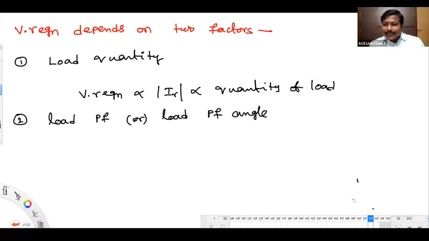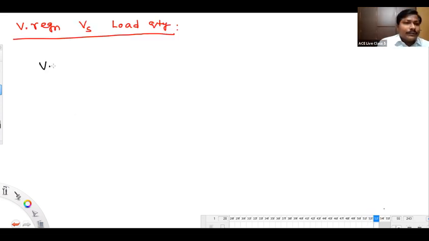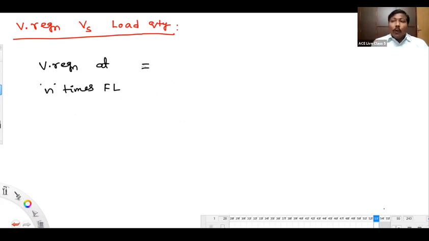Means voltage regulation at n times the full load condition is equal to the voltage regulation at the full load condition multiplied by that number n. That n may be 1/2 or 0.6, 0.8, 2, whatever it is. First you calculate voltage regulation at full load condition. If he's asking at half full load, multiply by 1/2. If he's asking at 3/4 full load, multiply by 3/4. So it will be n times the voltage regulation at full load condition.